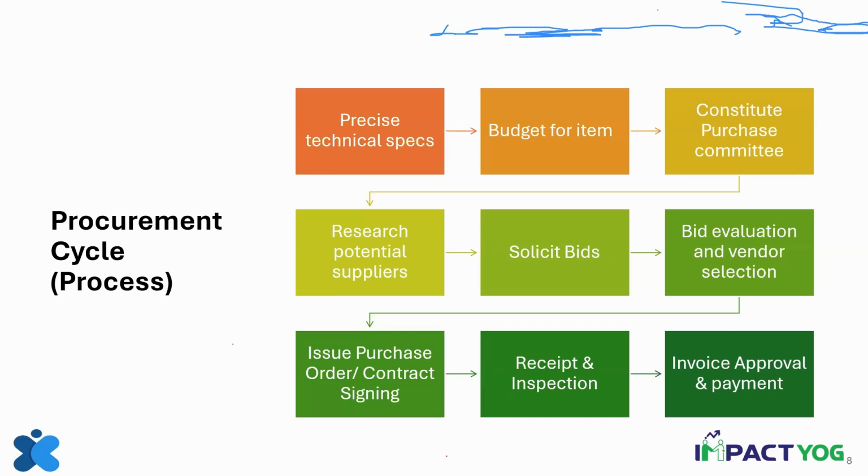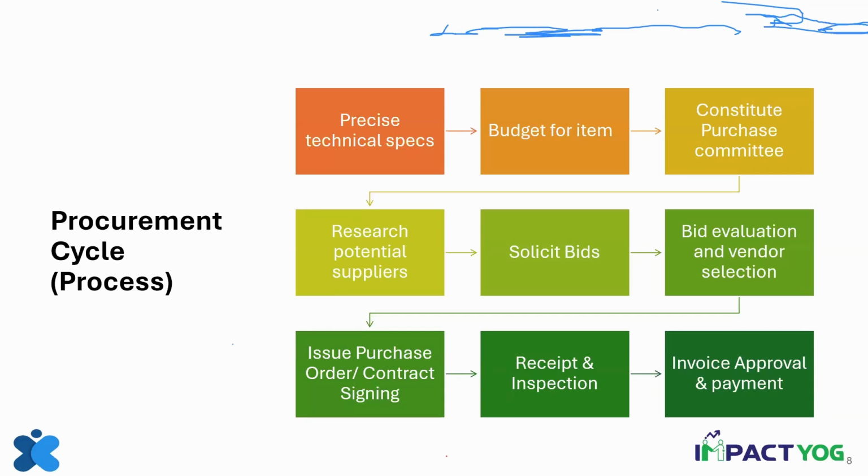Now, if you see in this particular procurement process, at each step, different people are involved. When it comes to precise technical specifications, it is you who is involved. When it comes to budget item monitoring, it is you and the admin person, because before the admin person sends out the bids, that person has to also see whether the budget is available. Constitution of the purchase committee is the admin person's job, but you are a part of the purchase committee. Research of vendors is the responsibility of admin, but if there are complex procurements, then you may also be involved. Soliciting bids is entirely the responsibility of admin.